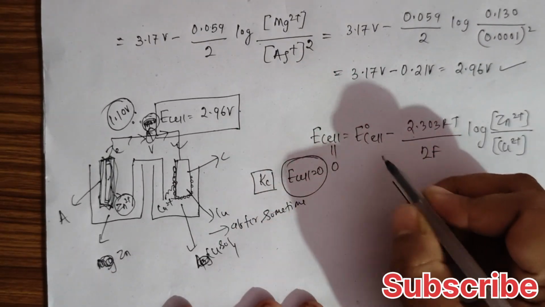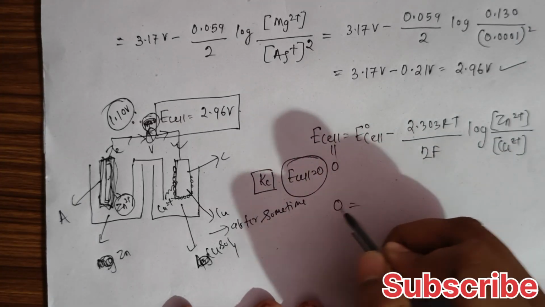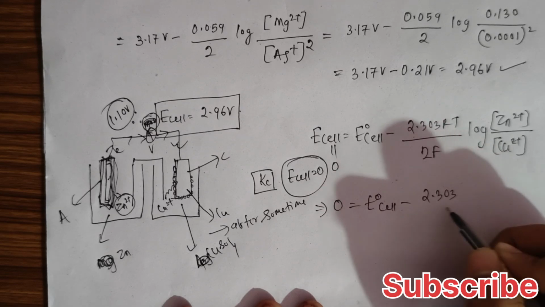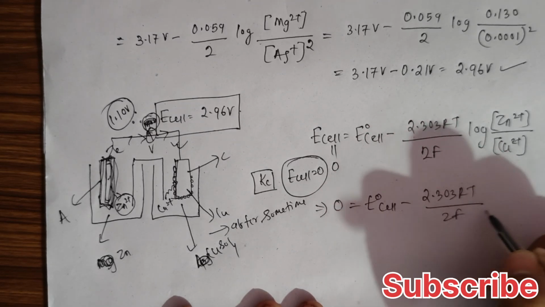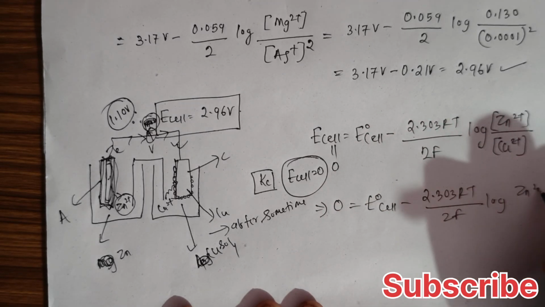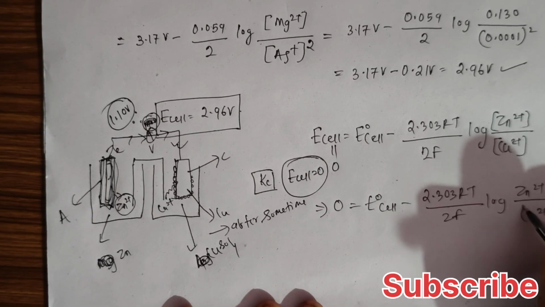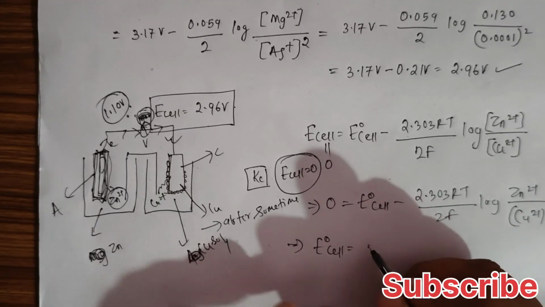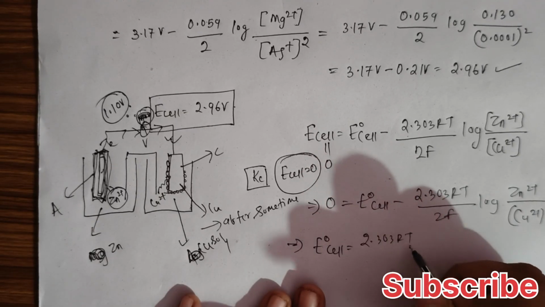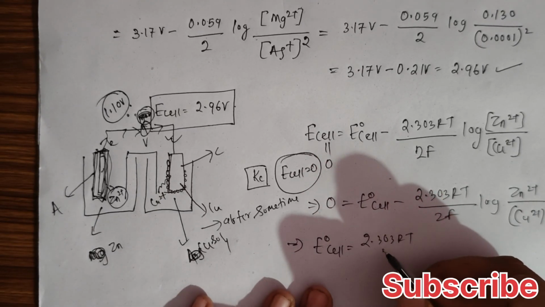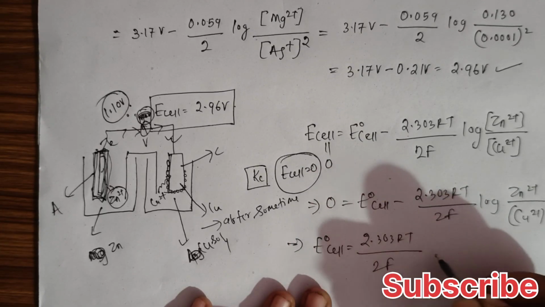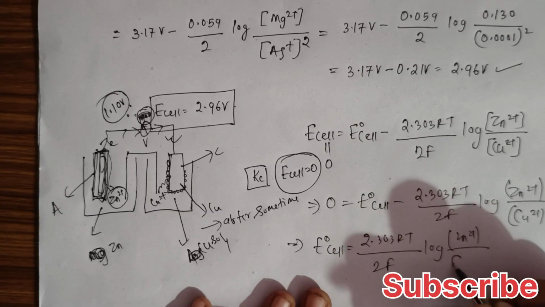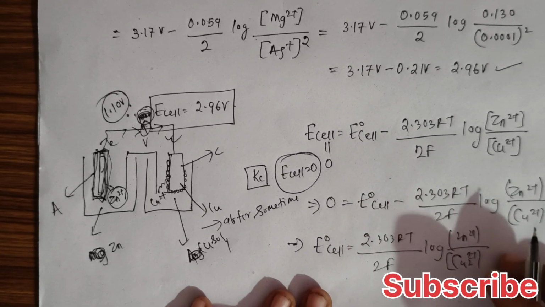If E cell equals 0, then 0 equals E naught cell minus 2.303 RT by 2F log of Zn2+ by Cu2+. Clear? That means E naught cell equals 2.303 RT by 2F log of Zn2+ by Cu2+. Clear?